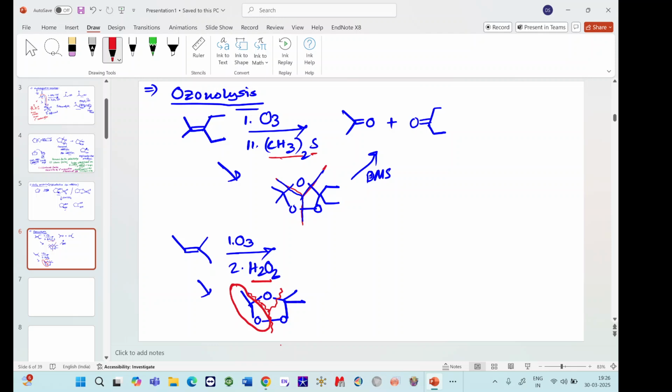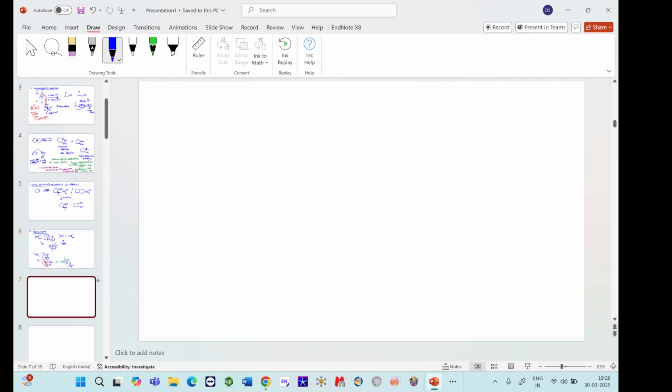So this one, the left part, will convert to an acid, that will be CH3COOH, and the other part, the ketone, will remain the same. Okay, because it cannot oxidize to the acid, because it doesn't have any proton. Okay, it will stay like this, but the aldehyde will oxidize to the acid. So this is one thing you have to remember.